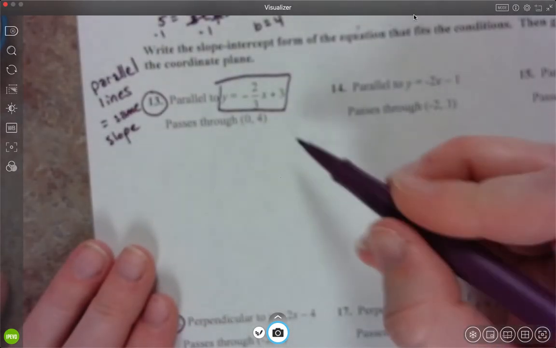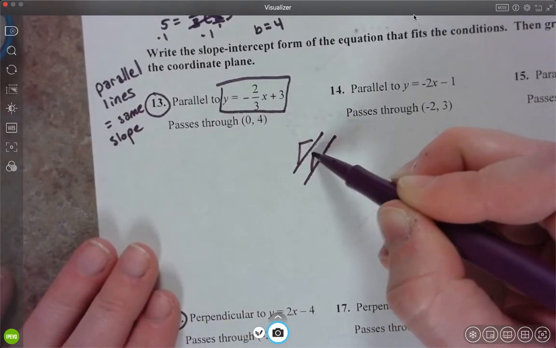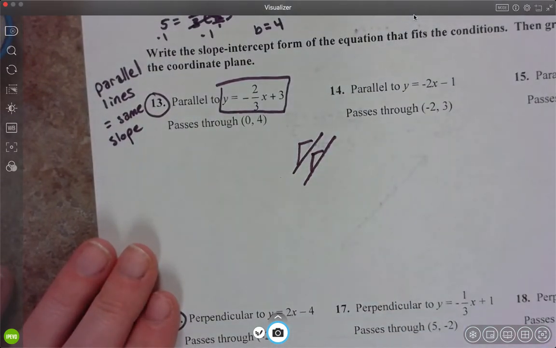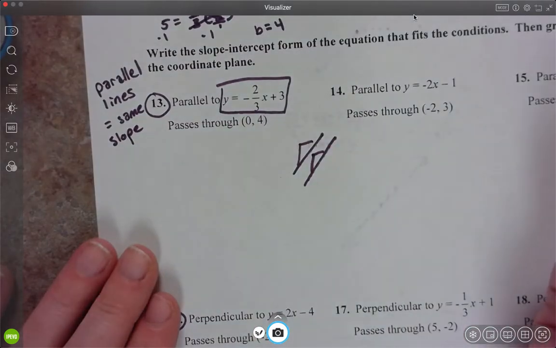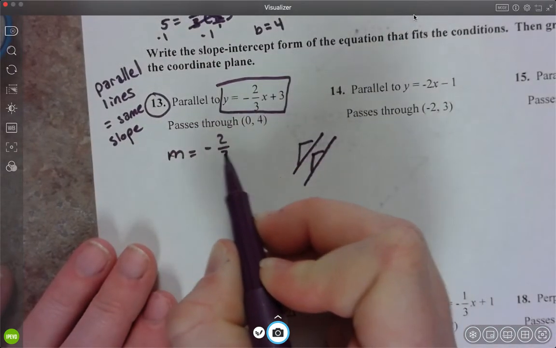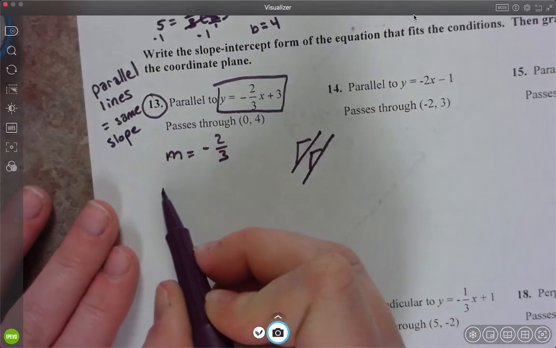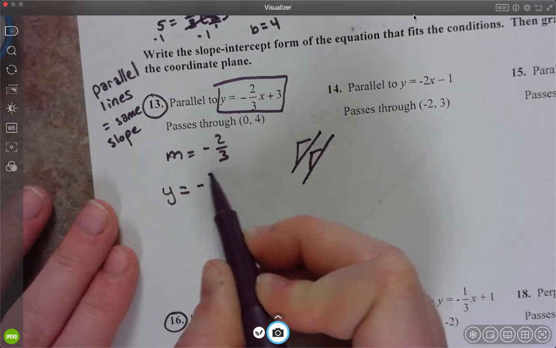Okay, they're going to slope at exactly the same degree. So if I have 2 lines that are parallel, the rise over the run here is going to be the same as the rise over the run here. Okay, so what is this guy's rise over run, or what is his slope? Okay, well, his slope is negative 2/3. Okay, so I know that my new equation, y equals mx plus b, the m has to be negative 2/3.